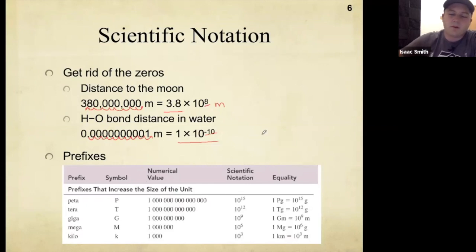But for example, the way that I like to kind of think about it is you use this numerical value here. So let's say you have 1,200 grams, okay? So 1,200 grams, we know that there are 1,000 grams for a kilogram, because the numerical value of kilogram is 1,000, right?